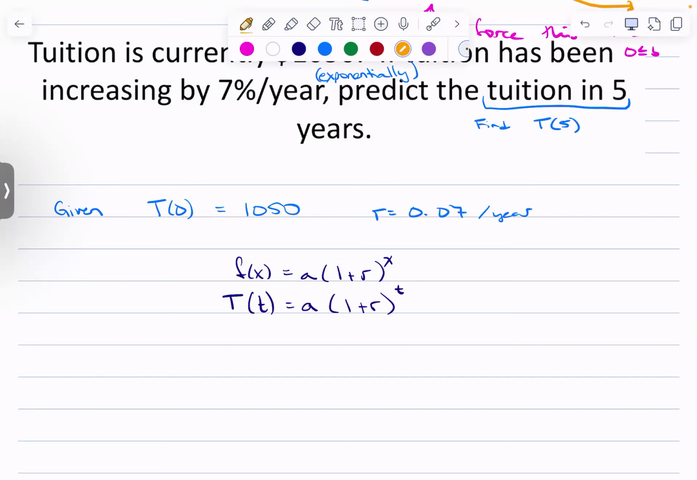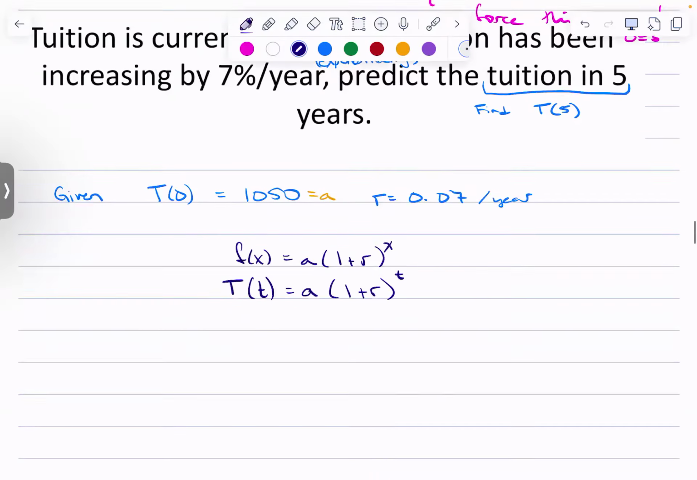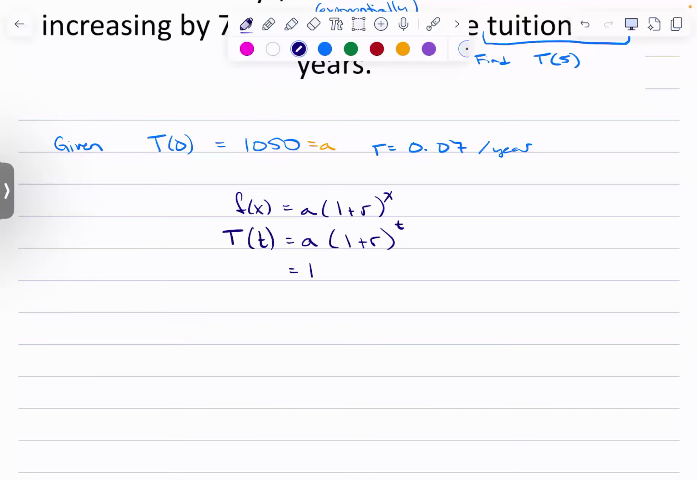This t of 0 makes a, right? The initial, the starting point. So a is 1,050. We're told r is 0.07. So 1 plus 0.07, which means that b would be 1.07, right? So it's greater than 1, which means it's growth, but we also see that from the 0.07 growth to the power of t.